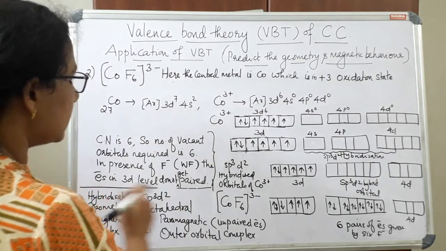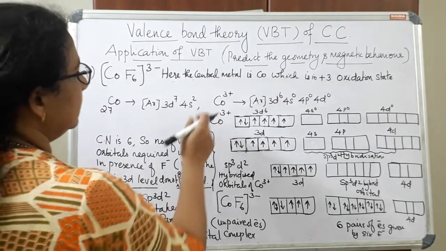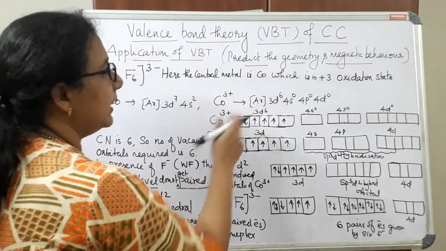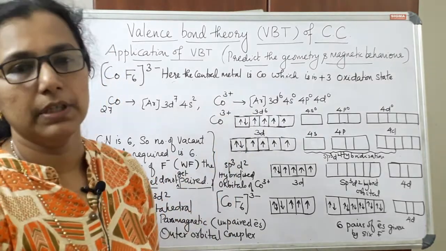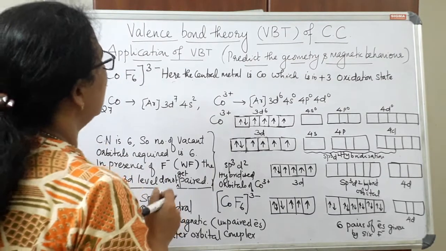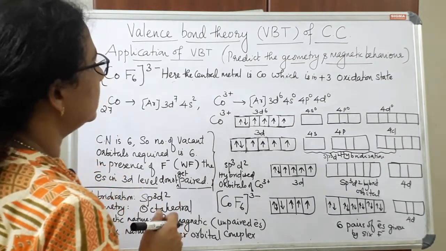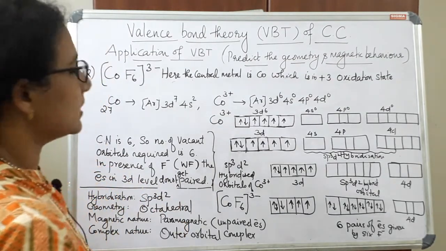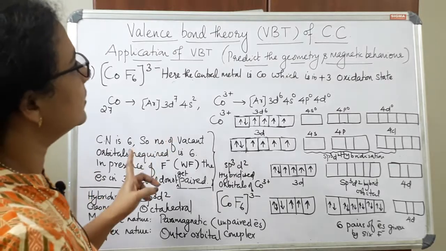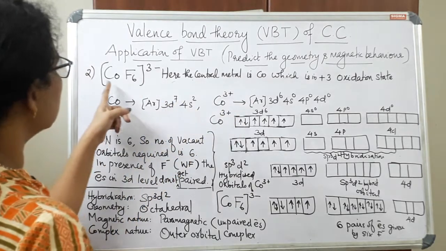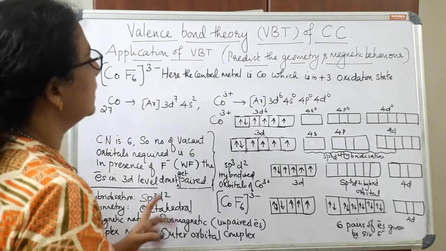So these points are also added in the prediction of geometry and magnetic behavior of this particular complex. So this is about CoF6 3-. This is how to predict the geometry and magnetic behavior of CoF6 3-.